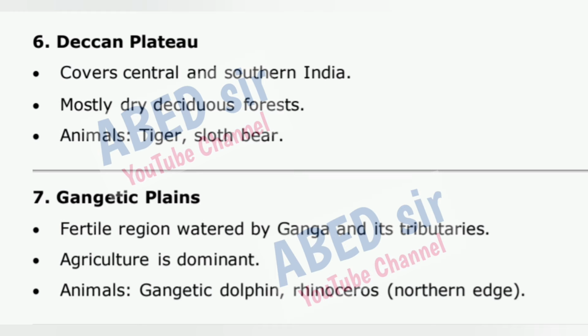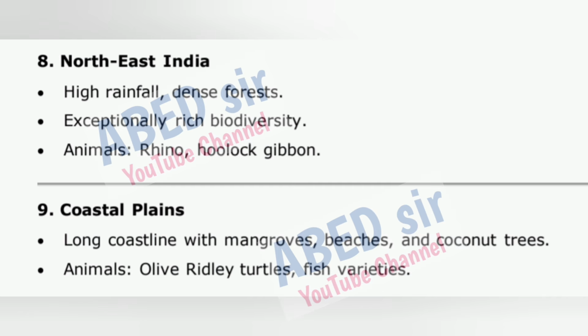7. Gangetic Plains. Fertile region watered by Ganga and its tributaries. Agriculture is dominant. Animals, Gangetic dolphin, rhinoceros, northern edge. 8. Northeast India. High rainfall, dense forests.